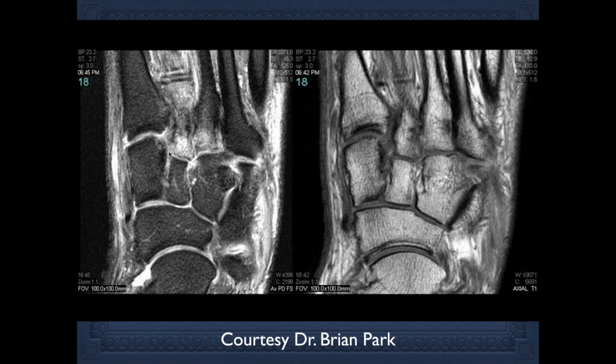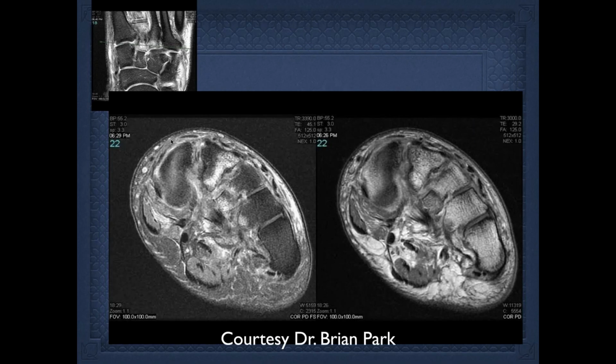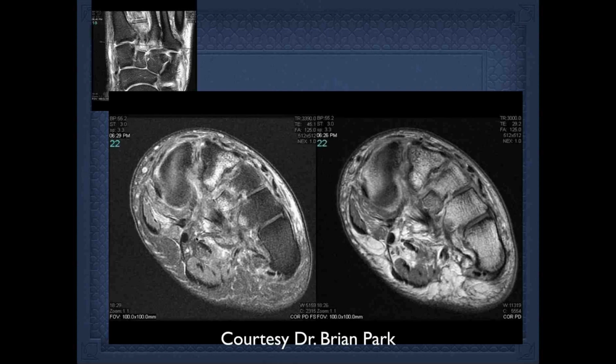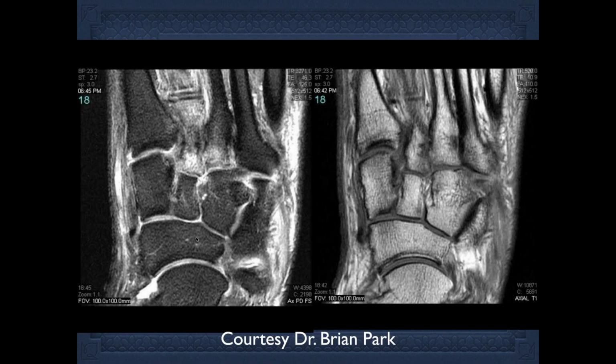We don't see another structure there. I don't see a normal ligament. And then here we can see some fluid and edema in the Lisfranc ligament. It looks like the plantar aspect of the ligament is disrupted. So this is concerning for a Lisfranc injury. And there's a little bit of displacement here.